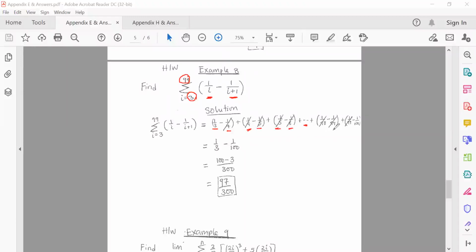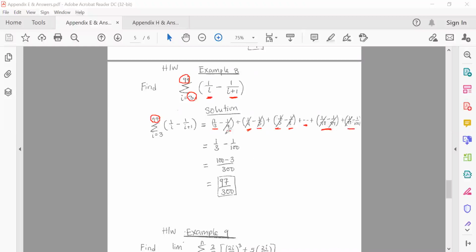Plus, you write the last two terms. Remember, the last two terms are when i is 98 and when i is 99. You must include those last two terms. Don't just write the last term, because if you write only the last term, it will be difficult to make an observation. So write the last two terms at least. If you do that, you have 1 over 98 minus 1 over 99, and when i is 99, you have 1 over 99 minus 1 over 100.